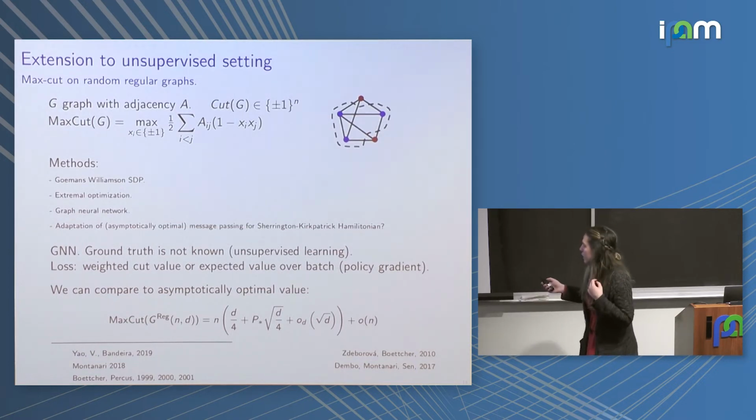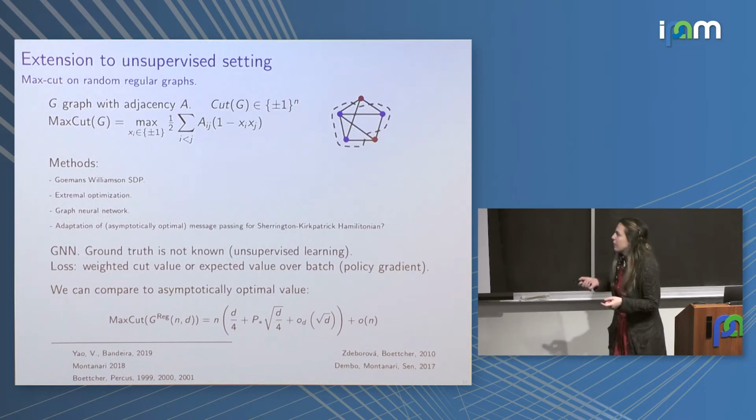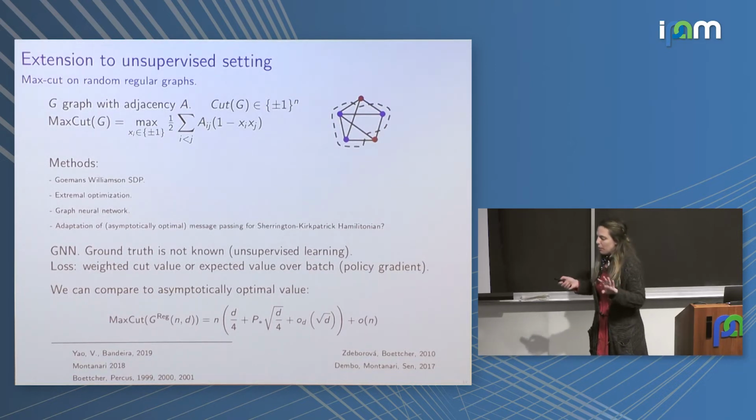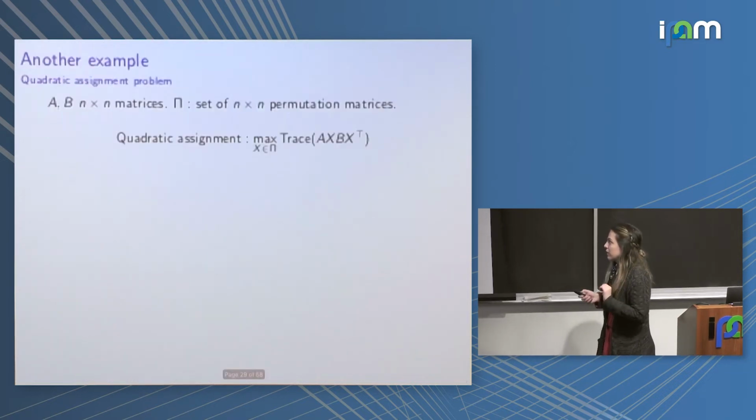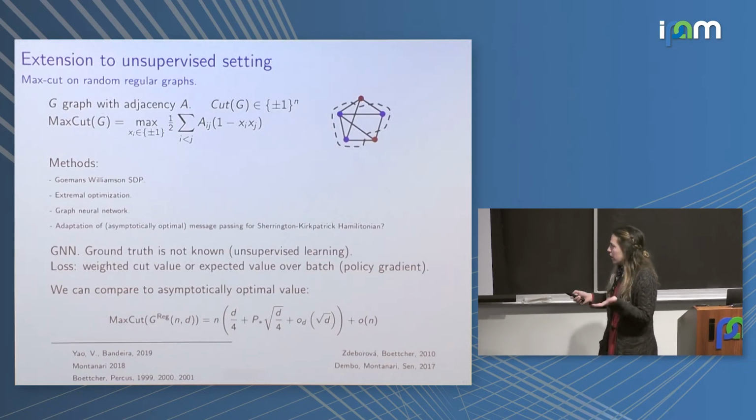So it's quite puzzling why the extremal optimization performs so much better than anything else in this problem. But anyway, you can learn an algorithm for this problem in an unsupervised way here, and you can evaluate its performance because you know what the asymptotically optimal value is.